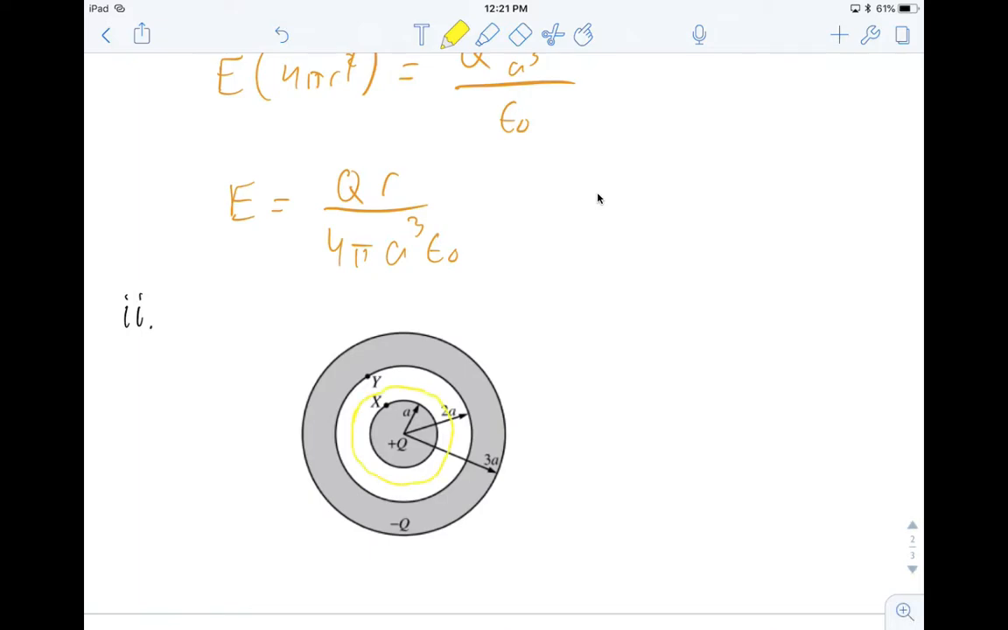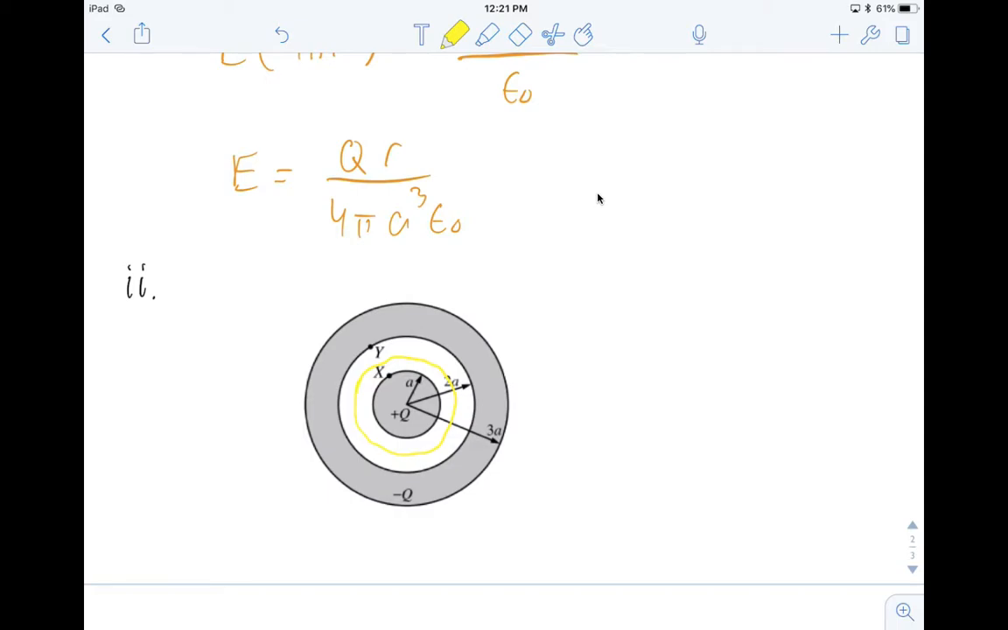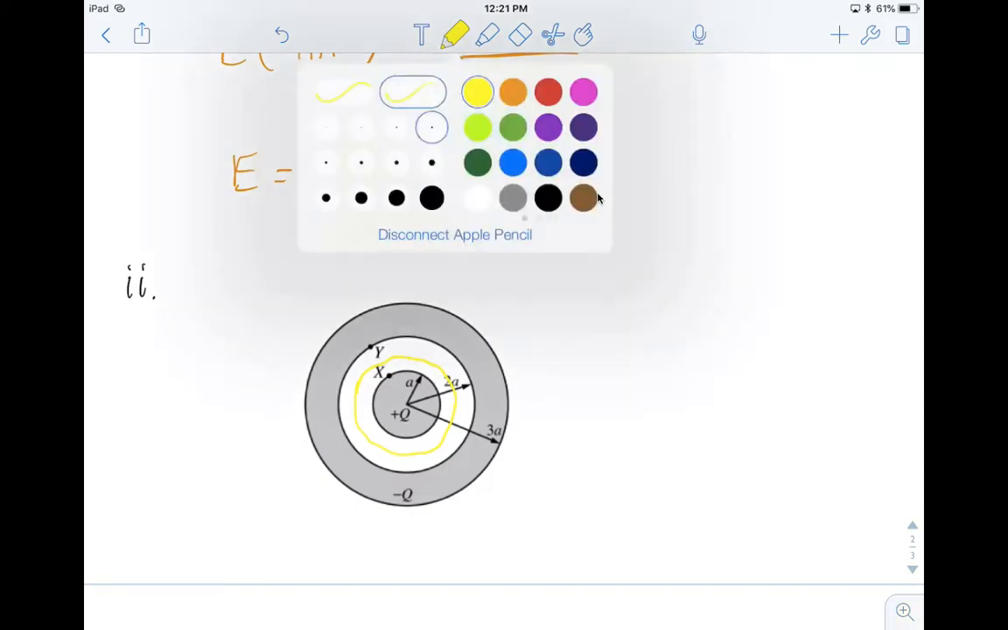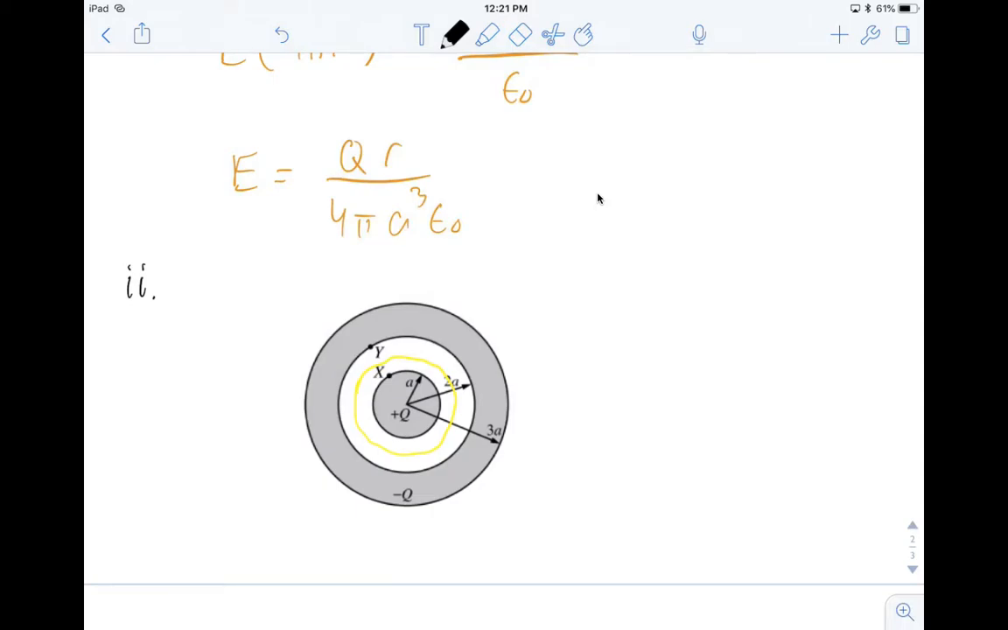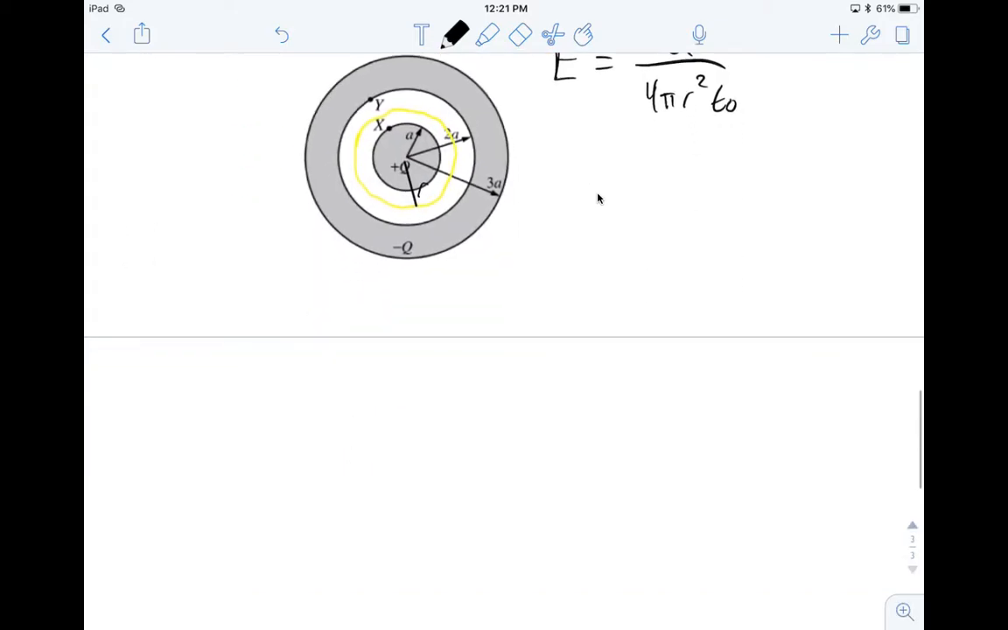We've done this a few times now. We know what the electric field is when you're outside of a sphere of charge. It looks just like a point charge. If you need to apply Gauss's law to convince yourself, go ahead and do that. But I know that the electric field is going to equal Q, all of that charge Q, over 4 pi r squared epsilon naught, where r is that radius right there. All right, part 3.